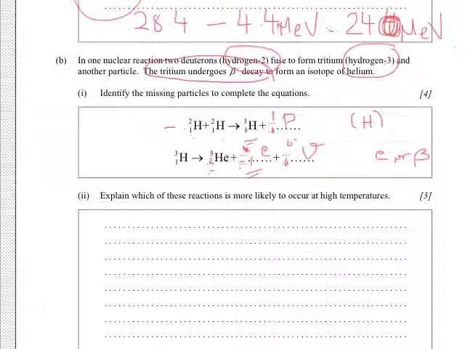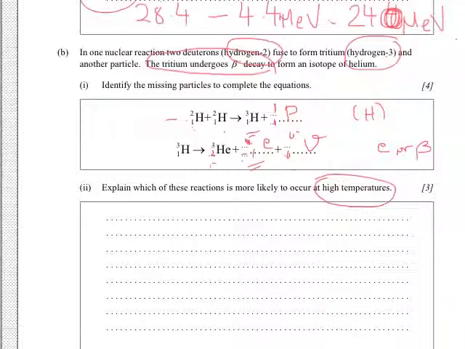And now part 2, explain which of these reactions is more likely to occur at high temperatures. Well, this is a very sneaky question because you know that decay, natural random decay, is completely unaffected by temperature.